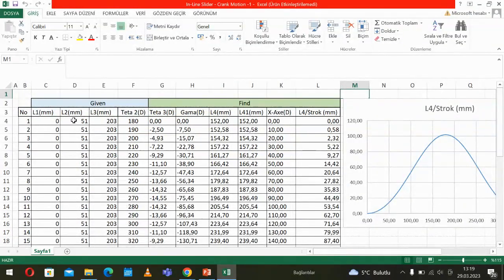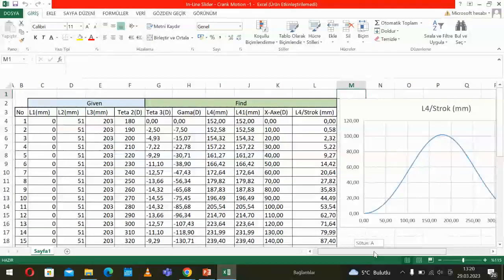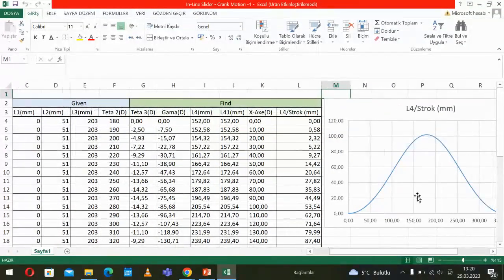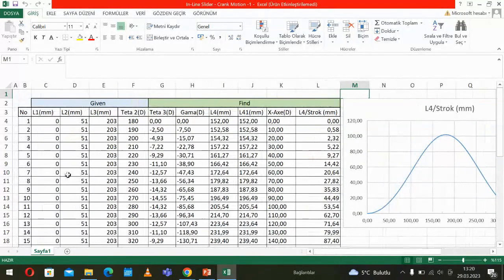The maximum stroke is L2 plus L3, and this is here 254. It is not 100, so the stroke is, sorry, I'm miscalculating.